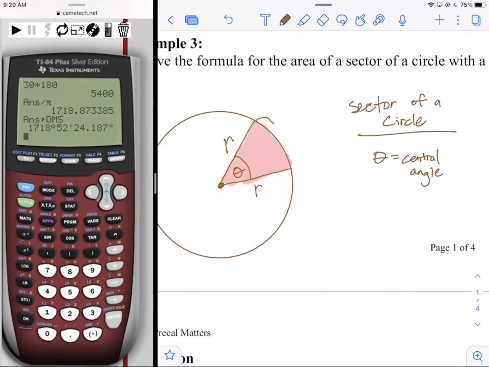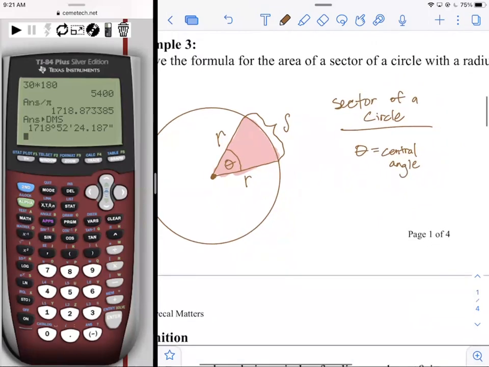If you were to walk along the crust of your sector, what would we call that? Well, that's not the perimeter of the slice. That's just the perimeter of the crust. The perimeter of the slice would be R plus, what letter do we use for that? S, right? It's the arc length. S for arc length, not S for slice. Okay, good. So those are the variables that we know so far.